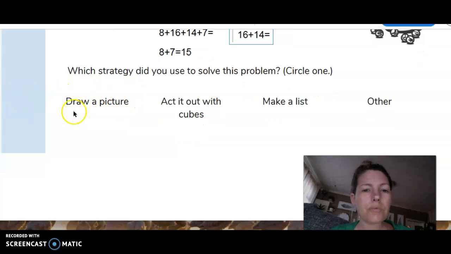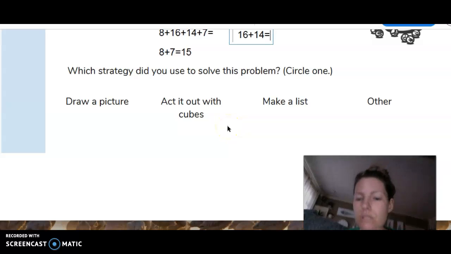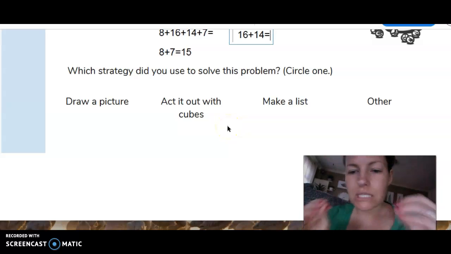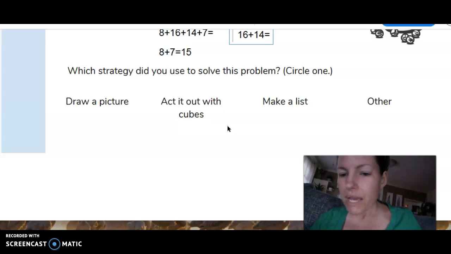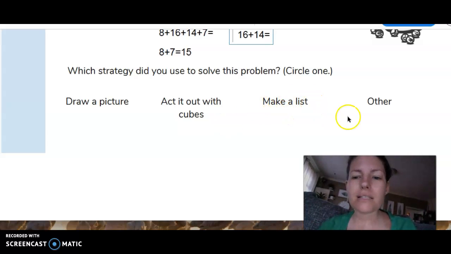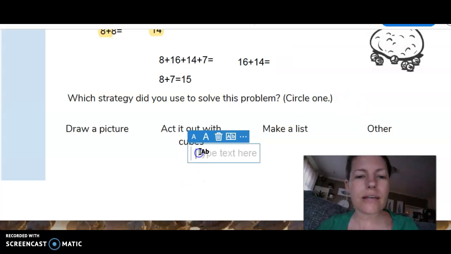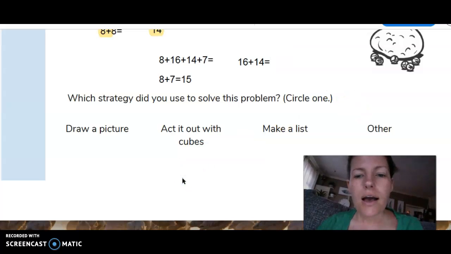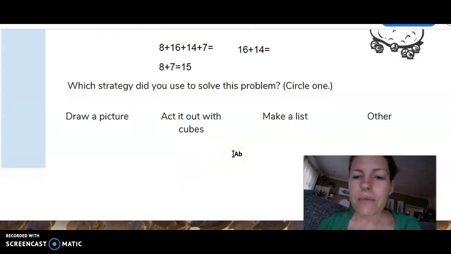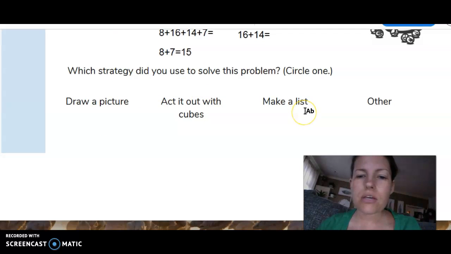Did you draw a picture when you solved it? Did you act it out with cubes? Which means, did you use something that you can touch to make those numbers for you? Did you make a list, or is there another way that you solve this problem? I love to use pictures. I also love to use cubes. I also love to just do it the vertical way and solve it that way. So go ahead and circle the way that you solved it.